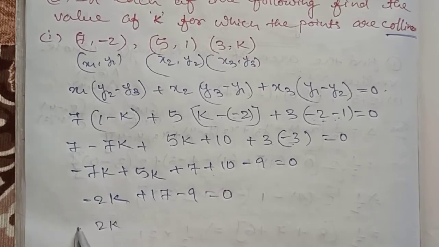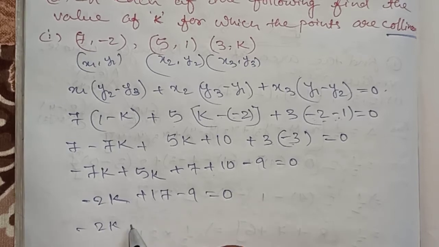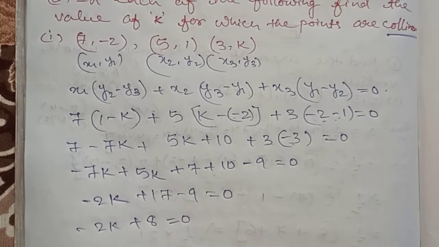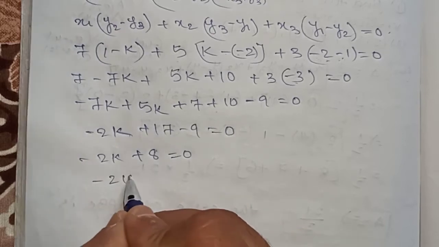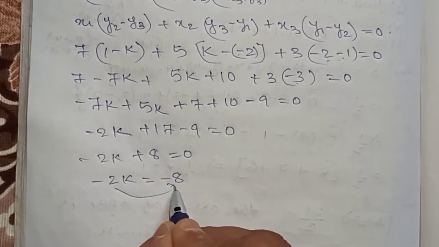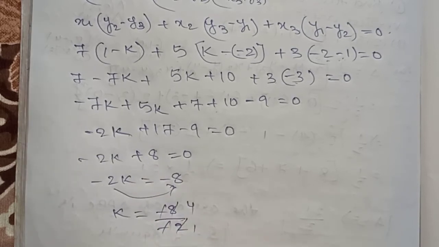Minus 2k plus 17 minus 9 is 8. So plus 8 equals to 0. Now take plus 8 to that side. Minus 2k equals to minus 8. Divide by minus 2 here. K equals to minus 8 by minus 2. Minus minus cancel. 2 4s are 8. So the value of k is 4.